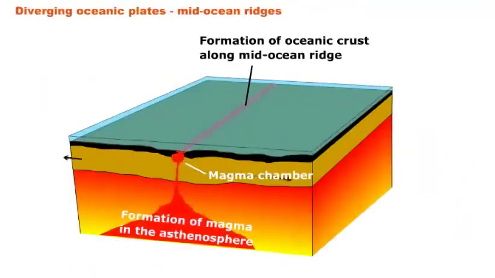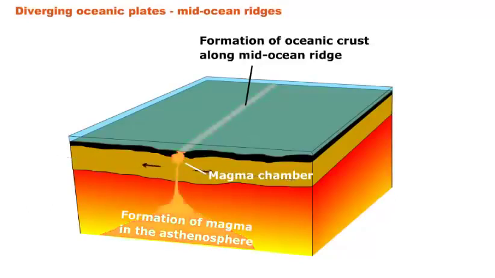All right, next up are what are called diverging plate boundaries. Diverging means to move apart. So when two lithospheric plates are moving away from each other, it can be said that they are diverging. Think of it like dividing, moving apart. This picture shows two oceanic plates that diverge along the mid-ocean ridge, much like our mid-Atlantic ridge we studied before.